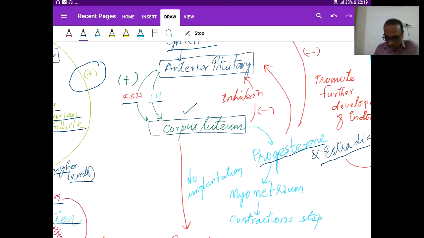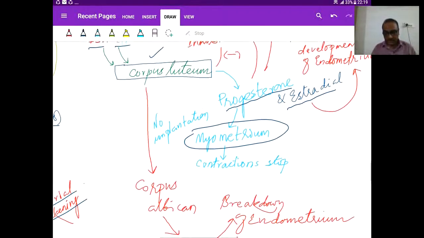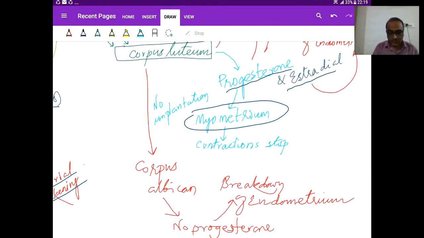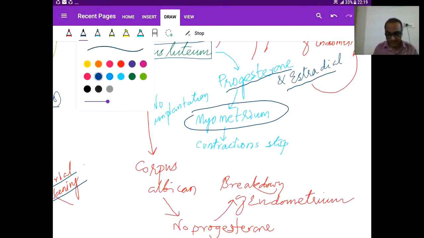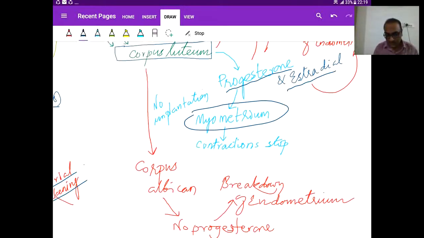Now this progesterone will have its effect on the myometrium of the uterus, that is the muscular wall of the uterus, and that makes the contractions of the uterus cease, or contractions stop, and the uterus assumes a static phase, and the attached embryo, the implanted embryo, will be maintained, and the pregnancy will be maintained as such. Okay.